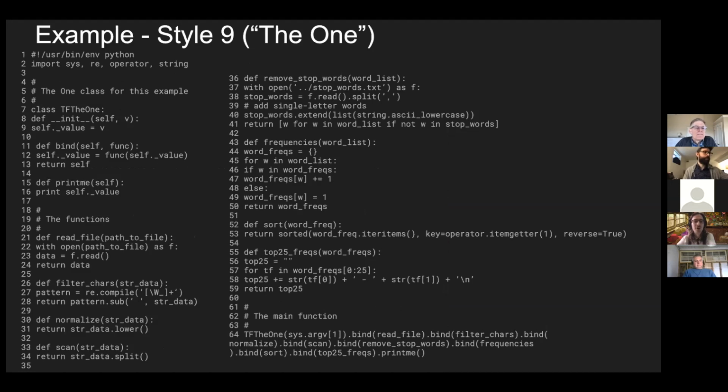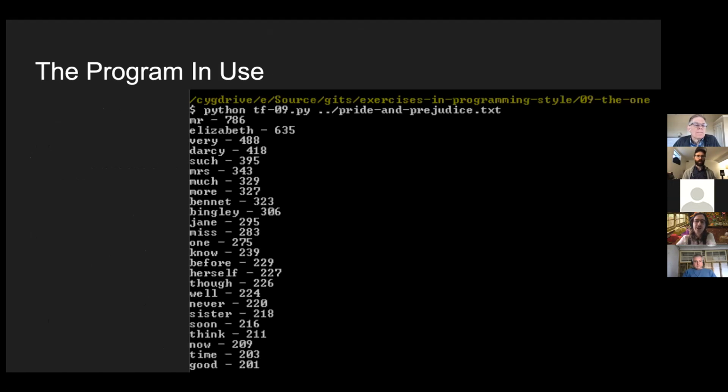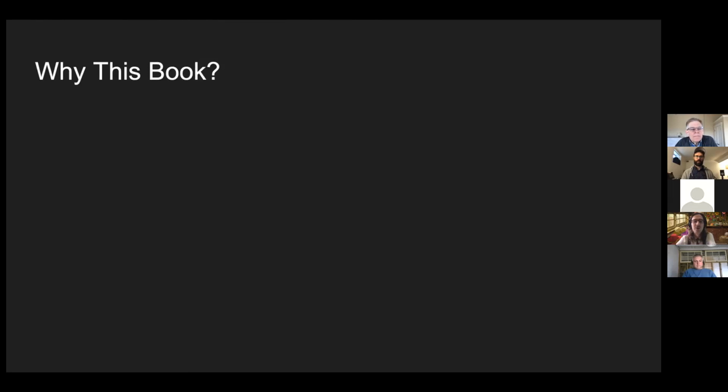So this is one example of a solution presented in the book. This is style number 9, called the one, which is in reference to the fact that this is a solution to the word frequency problem that is solved analogously to how one would do it with an identity monad in Haskell. And from the outside, when the program is actually executed, here using the full text of Pride and Prejudice as the input, this is how the result should look. And this is in fact how the result should look for every program, because the exercise is defined as such, that whichever style you use, this should be the eventual output. So why is it that we have focused on this book in particular?